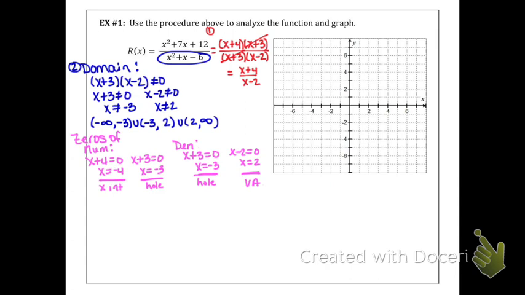All right, so then step 3 says to find your intercepts. So we need to find our x-intercept, which we just said was when x is negative 4, so (negative 4, 0). And our y-intercept, to find the y-intercept, remember we let x be 0, so I can plug it into the original function or my simplified version, the x plus 4 over x minus 2. So I'm going to use the simplified, so 0 plus 4 over 0 minus 2, so 4 over negative 2, which is negative 2. So my y-intercept is at (0, negative 2).